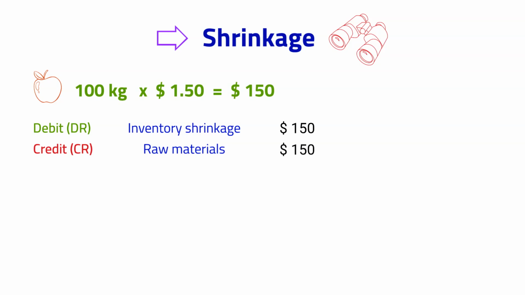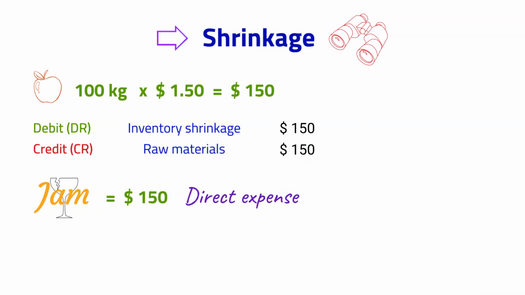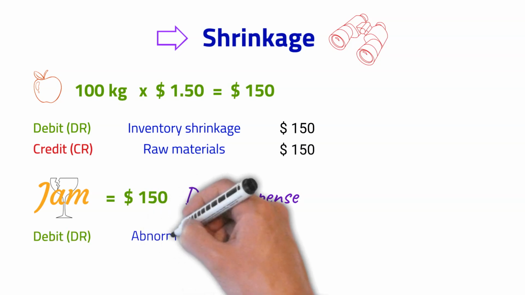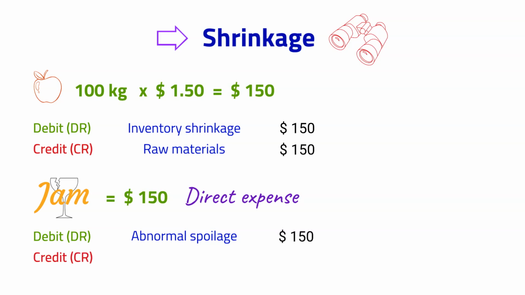And what happens if we have abnormal spoilage during production? For example, a batch is spoiled beyond normal expectations at cost of 150. Then we directly charge that to the P&L as expense, not waiting until sales and COGS. Debit abnormal spoilage expense 150, credit work in process 150.